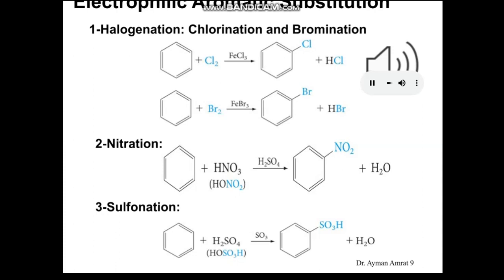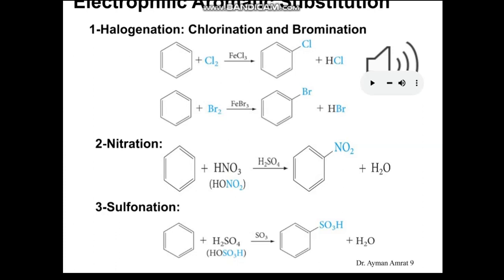The third reaction is sulfonation, sulfonation of benzene. For sulfonation, the reagent used is H2SO4 in the presence of SO3 catalyst to form benzene sulfonic acid.